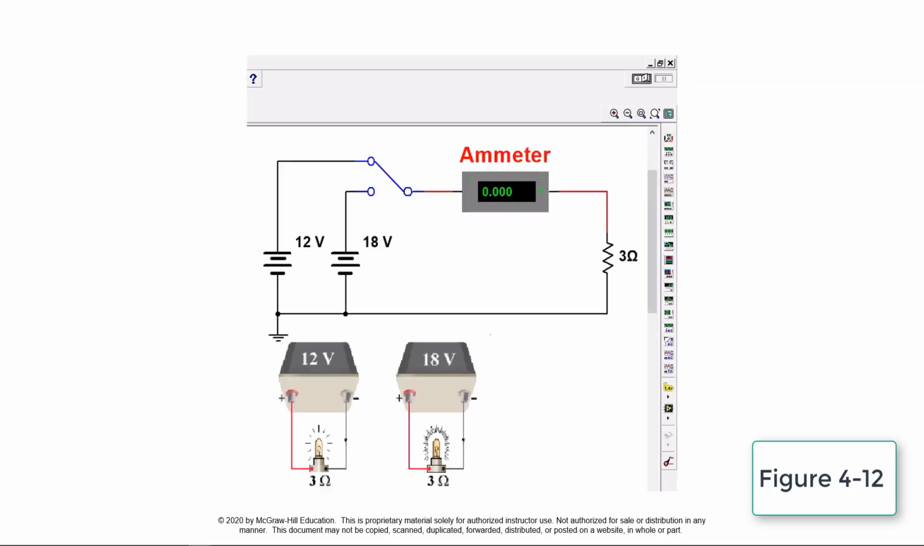This circuit demonstrates the effect of voltage on current when the resistance is held constant. With the simulation running and the switch connected to the 12-volt battery, a current flow of 4 amps is measured. Operating the switch to the higher voltage battery, an increased current flow of 6 amps is measured. This demonstrates that the current is directly proportional to voltage.